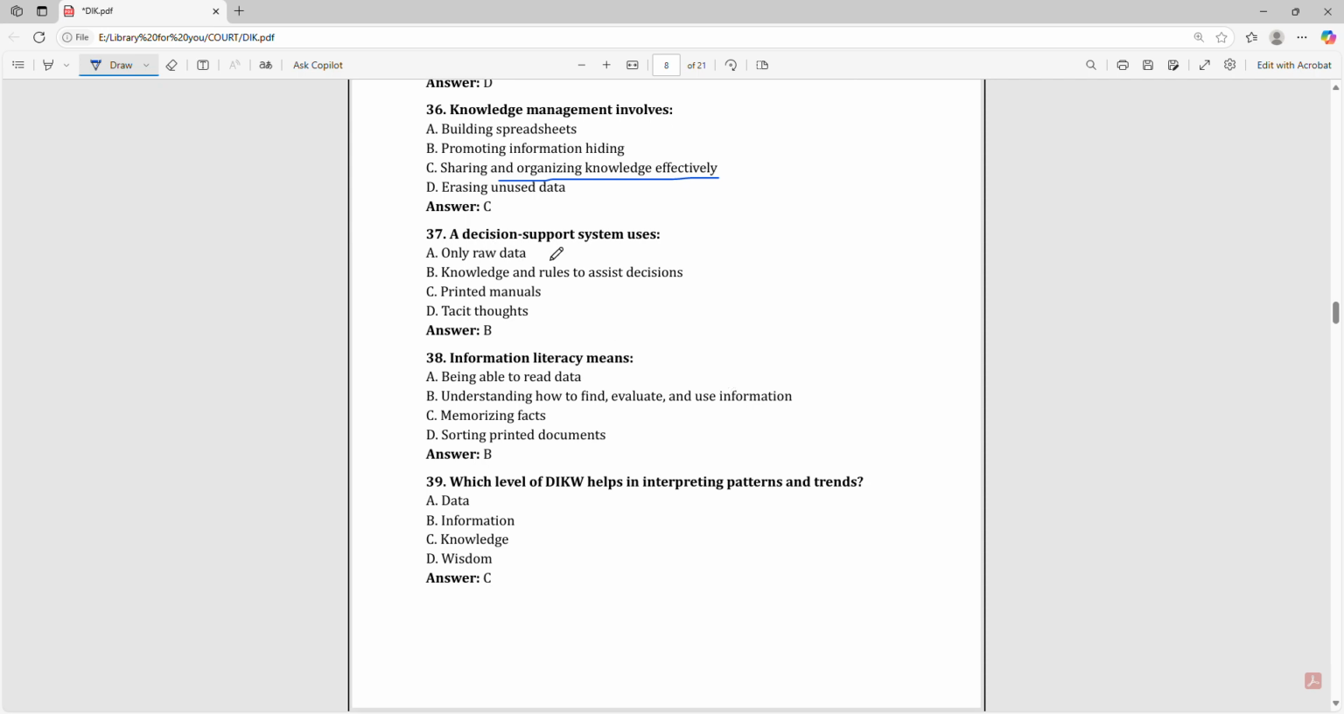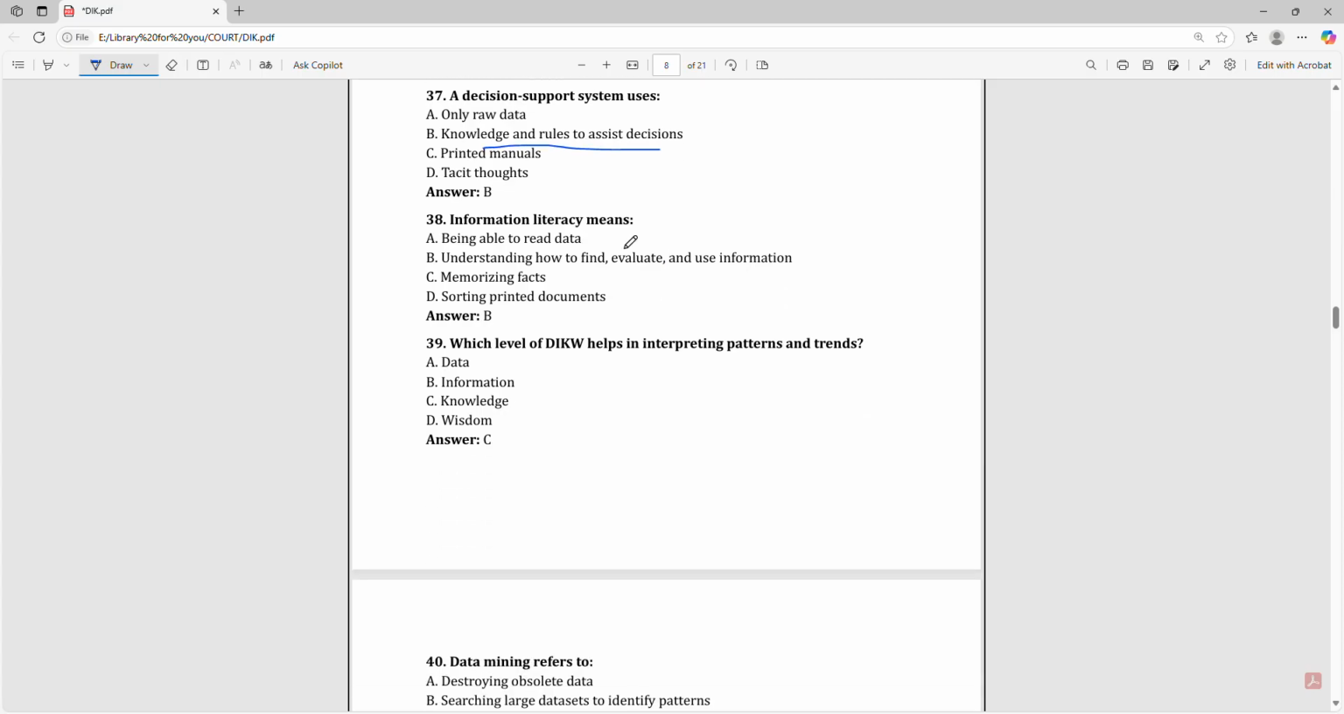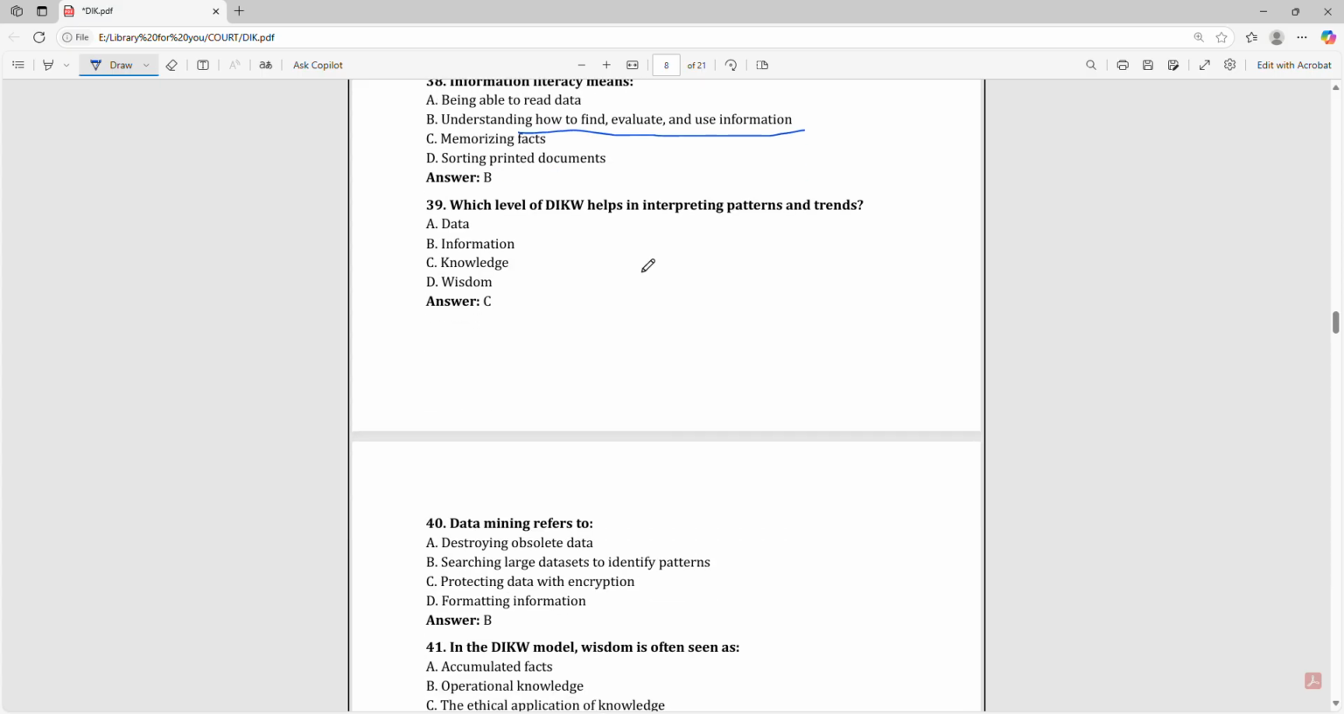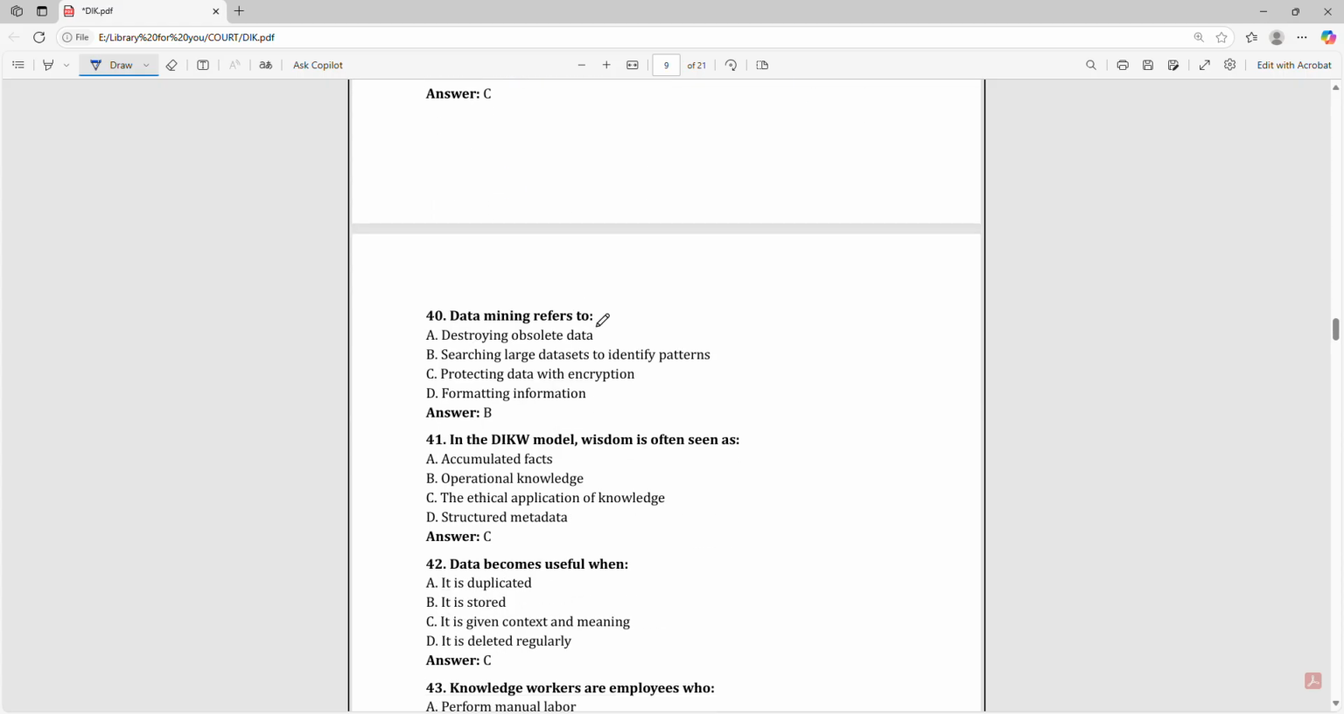A decision support system uses knowledge and rules to assist decisions. Information literacy means understanding how to find, evaluate, and use information. Which level of DIKW helps in interpreting patterns and trends? That is knowledge. Data mining refers to searching large data sets to identify patterns.